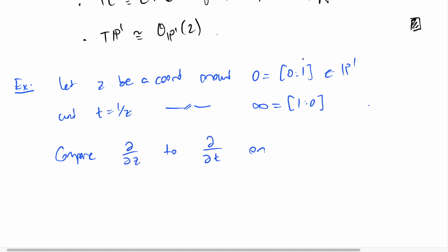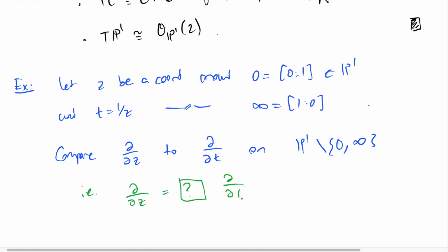So compare. And where can you compare them? On the locus where both vector fields are defined. So this is P1 minus 0 and infinity, these 2 points. And what do I mean by compare? What we've talked about already is that this vector field will be a scalar multiple of this vector field by a holomorphic function on this domain. So there is a function here which you can write in terms of t or z, such that the vector field corresponding to z is that function times the vector field corresponding to t.